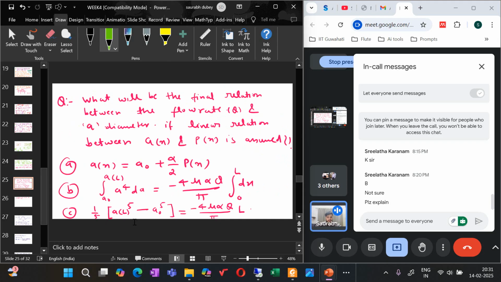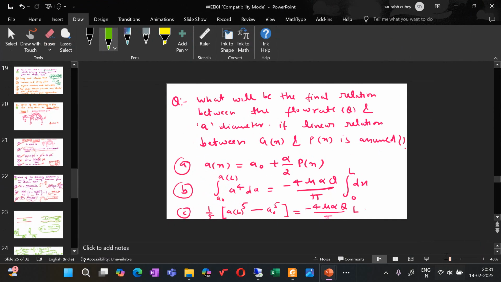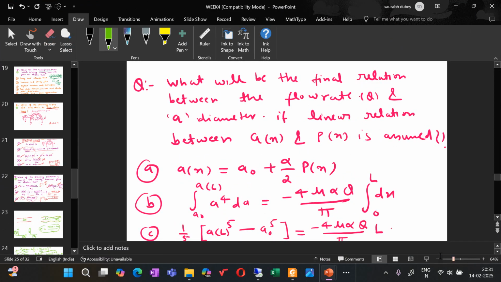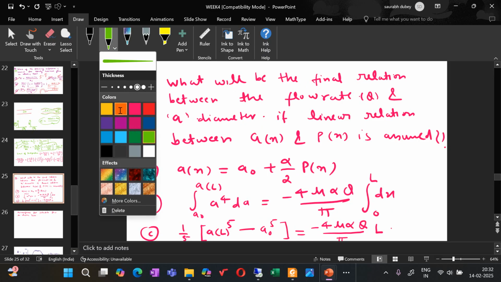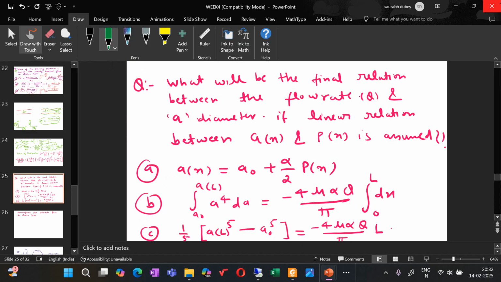So the next problem is this one: what will be the final relation? Let me expand it a bit. What will be the final relation between the flow rate Q and the radii a? It's radii, it's not diameter. Let me correct it. I'm not able to correct it, so I will be writing over this. Let me change the color. So it's radii.